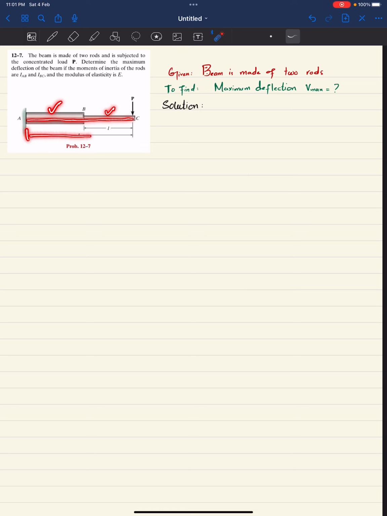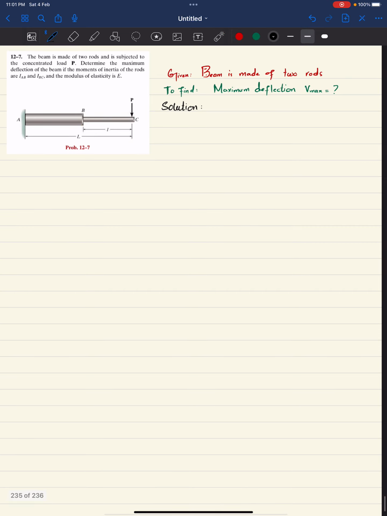The total length of this rod is capital L, while the length of BC is small l, and there is a concentrated load at point C. Due to this load, this beam will deflect like this. So you have to find this maximum deflection. So let's start with the solution.